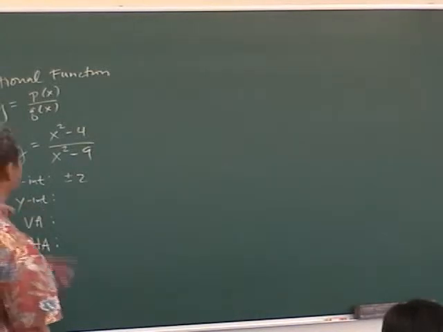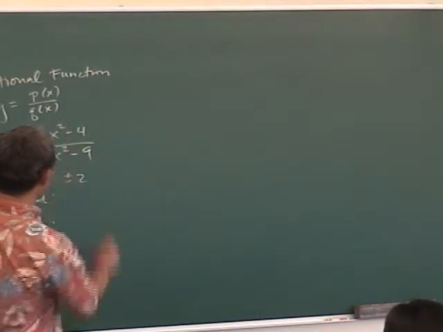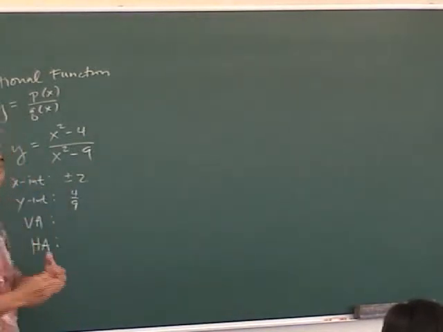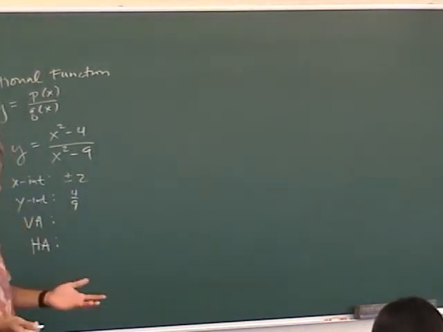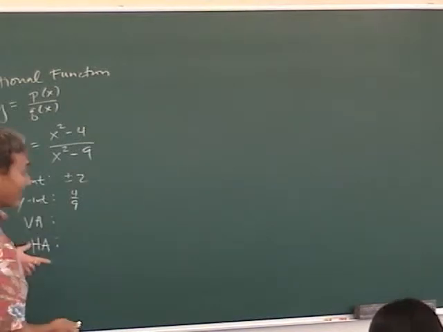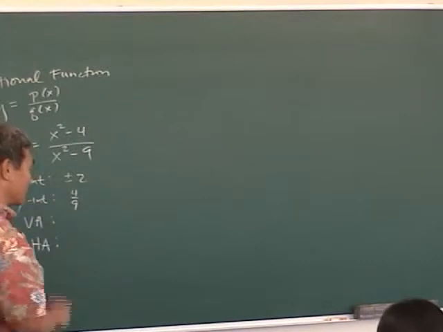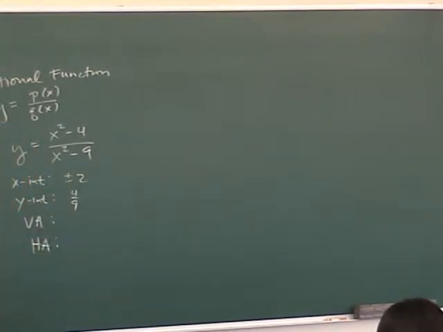Okay, y-intercept, you substitute 0 for x. If you substitute 0 for x, you get negative 4 over negative 9, which is 4/9. Now, when you actually draw these graphs, tonight you've got to draw 10 graphs, okay? You're not going to write these down. This is baby food. This is the training wheels. You're just going to go straight to the graph and do it. I'm just doing this for you the first time.